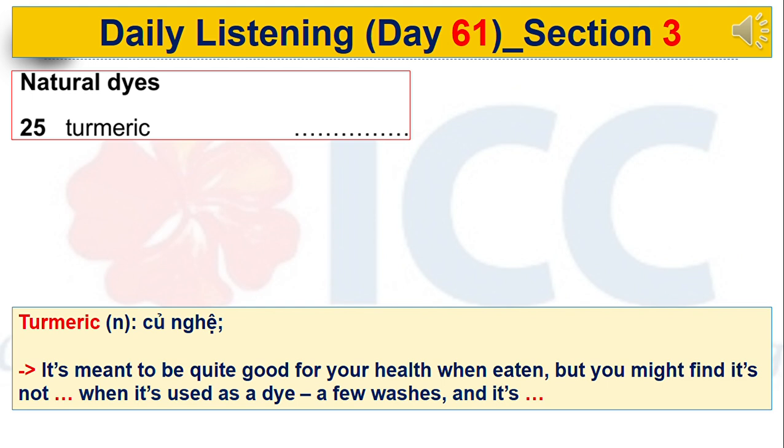So what natural dyes did you look at? Well, one was turmeric. The colour's great. It's a really strong yellow. It's generally used in dishes like curry. It's meant to be quite good for your health when eaten, but you might find it's not permanent when it's used as a dye. A few washes and it's gone.